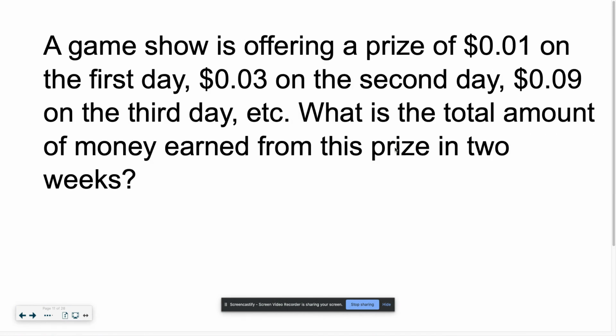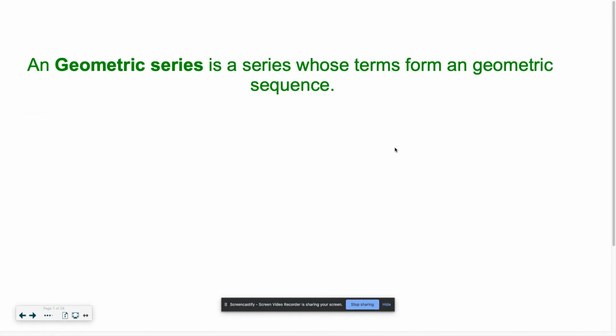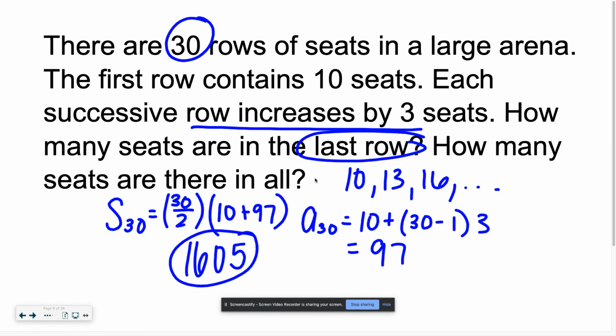Okay. So in terms of the arithmetic sequences and arithmetic series, that is it for today. And tomorrow we'll do geometric.